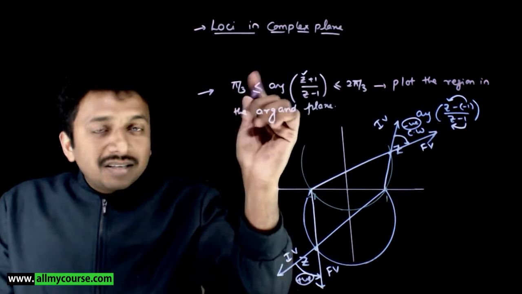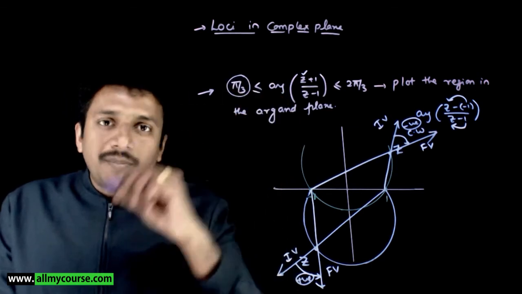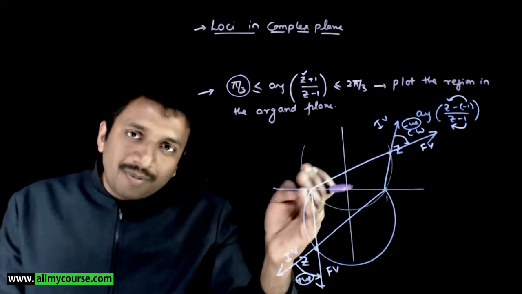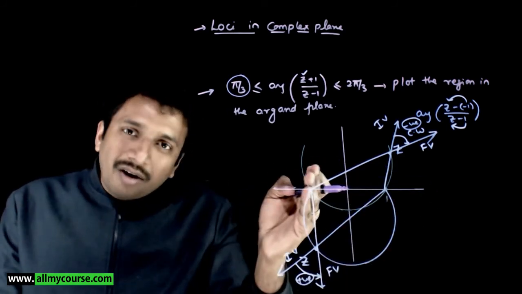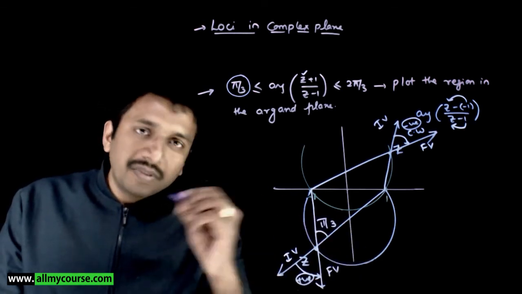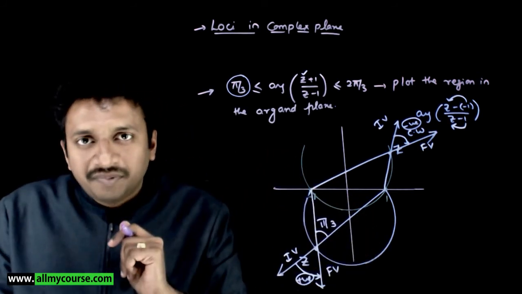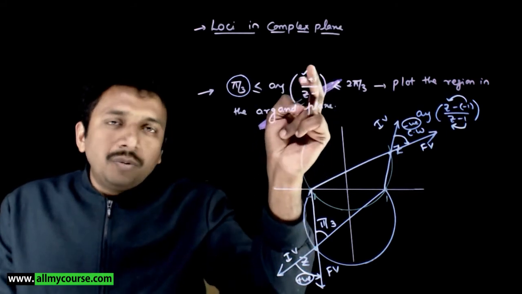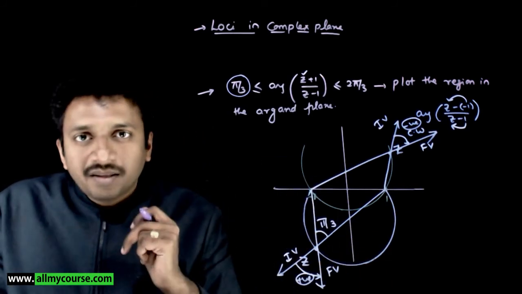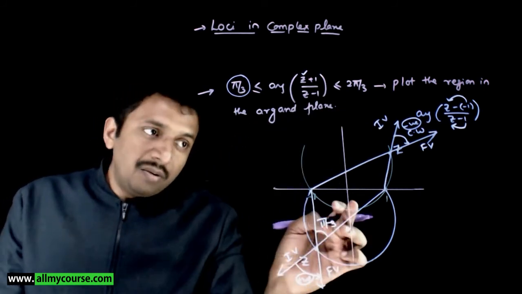So now let us try to plot the region corresponding to argument exactly equal to pi by 3. If argument of (Z plus 1) by (Z minus 1) is exactly equal to pi by 3, it represents a sector of a circle of a specific size such that this angle is equal to 60 degrees. If this angle is 60, then the angle at the center is equal to 120. You can find the center very easily. So corresponding to argument equal to pi by 3, you get this sector. And corresponding to argument equal to 2 pi by 3, you get a major arc.